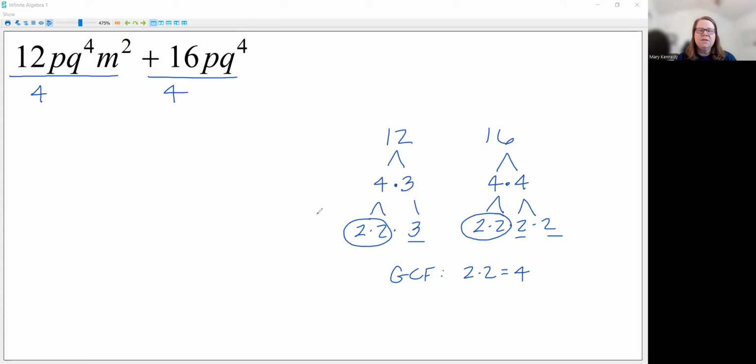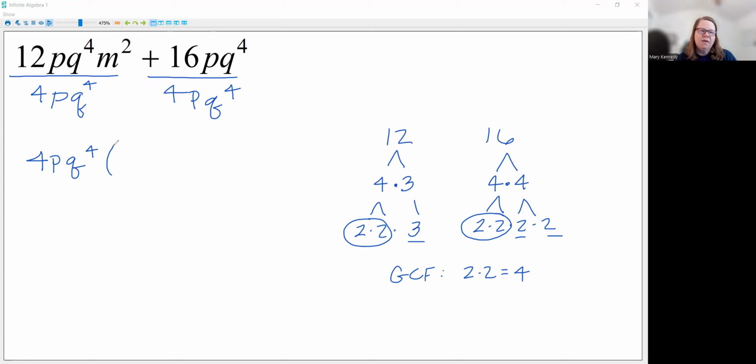All right, well, let's look at the variables, the letters. They both have the letter p, so we can take out the letter p from that. And they both have q to the 4th. That's interesting. So q to the 4th they have in common. And then we're done over here, right? So we know that that's it for the greatest common factor because there's nothing left. This m squared is not going to be in common to this other one because it doesn't have an m at all, right?